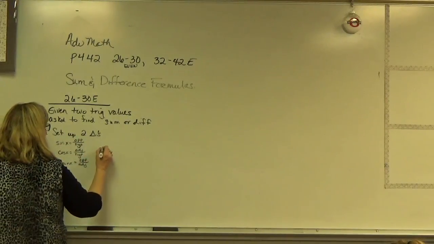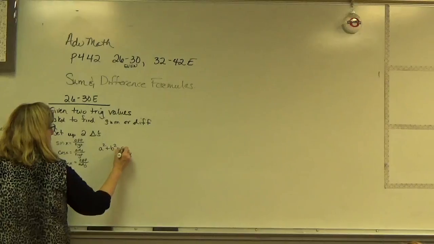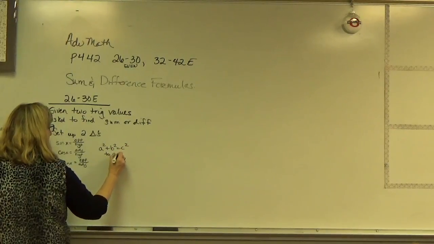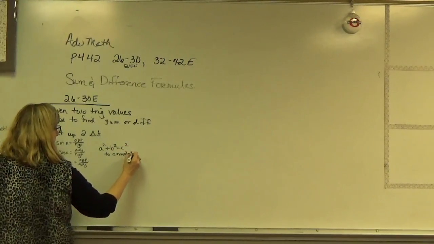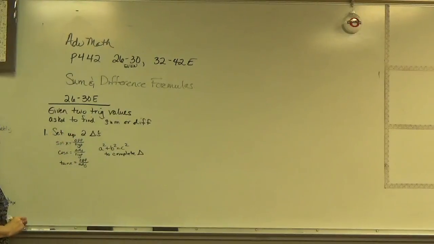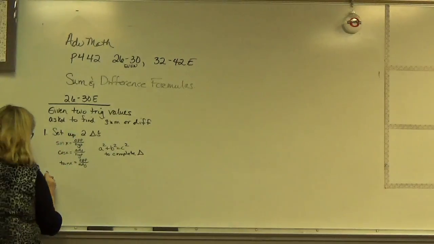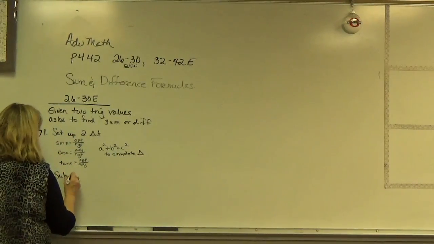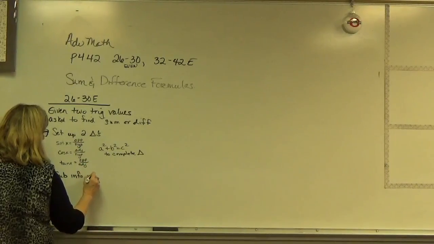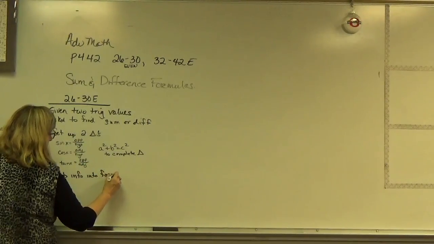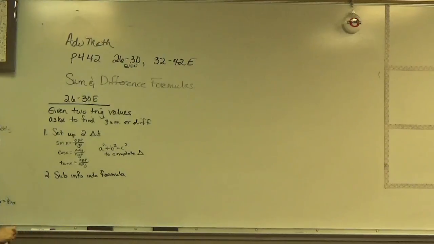Once you get this set up, then you have to use Pythagorean's theorem to complete the triangle. And then, number 2, you're going to substitute the information into the formula. So that's basically what our steps are going to be for 26 through 30. So I'm going to give you an example.